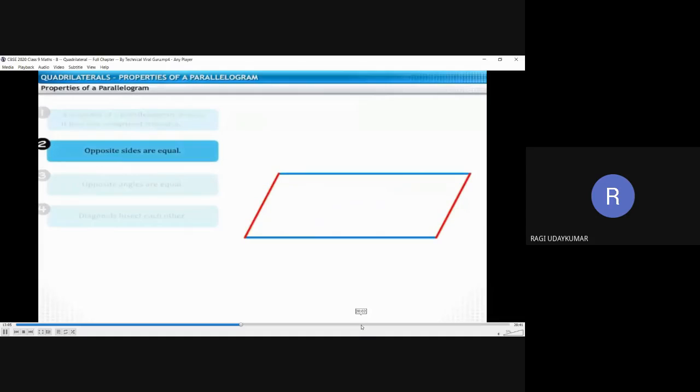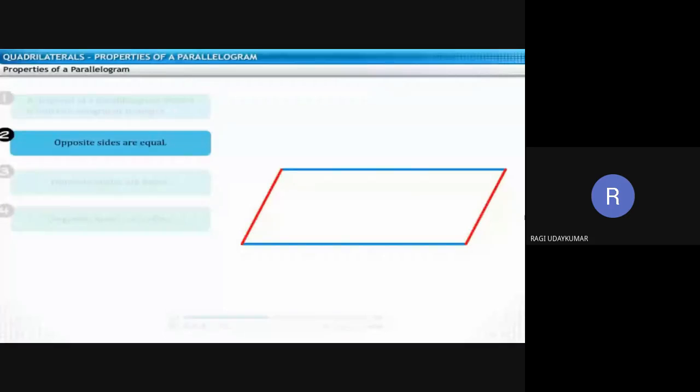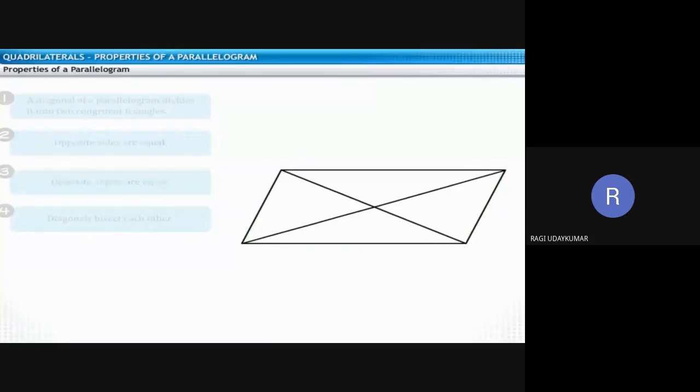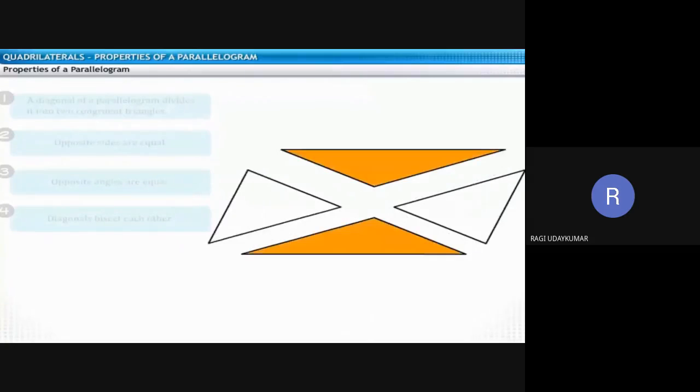And the second one, first you see the properties, then after we'll go for the proofs. Opposite sides are equal, opposite angles are equal, and diagonals bisect each other. Diagonals bisect each other is nothing but both diagonals bisect each other, cutting into two equal halves.